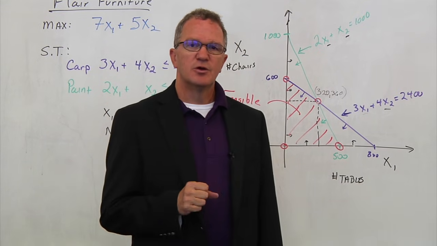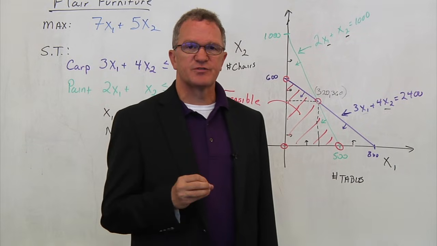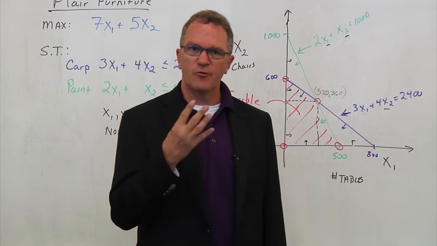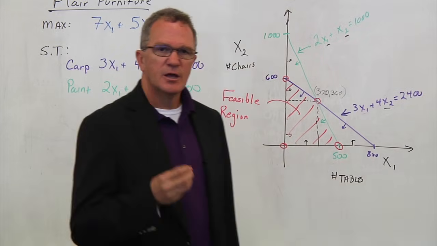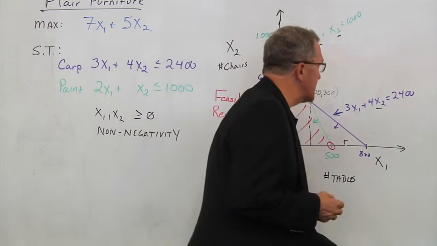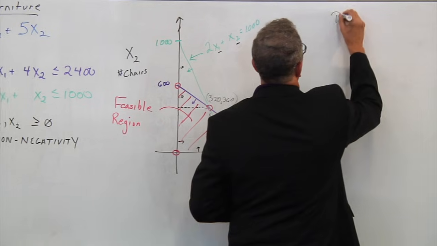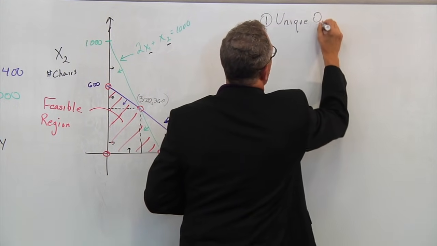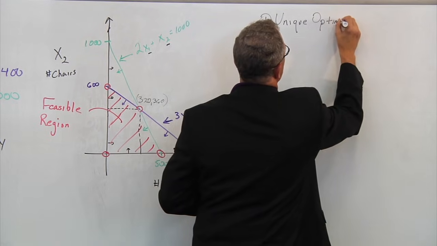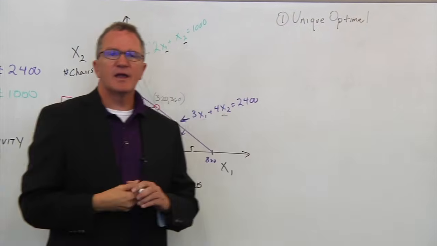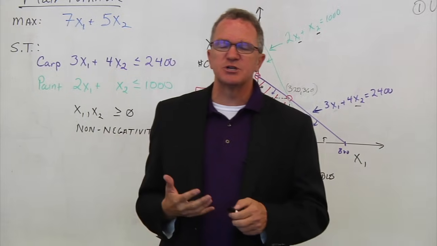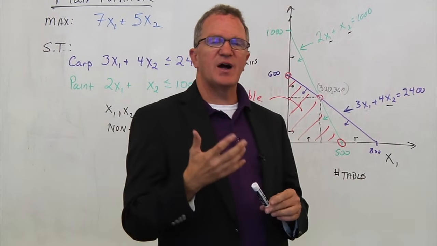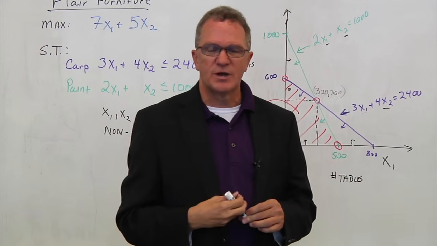In this session, I'm going to talk about different types of solutions that we could get. All right, there are 4 different types of solutions we could get. The first is called unique optimal solution. A unique optimal solution is exactly what it sounds like. It means that I have one combination of my decision variables that provides that maximum or minimum quantity.